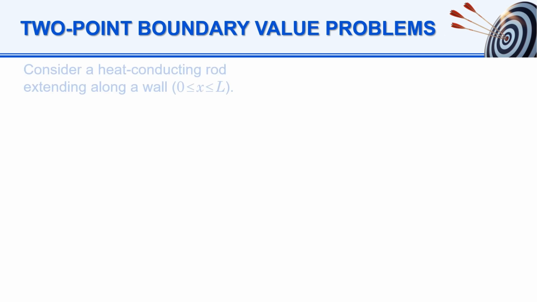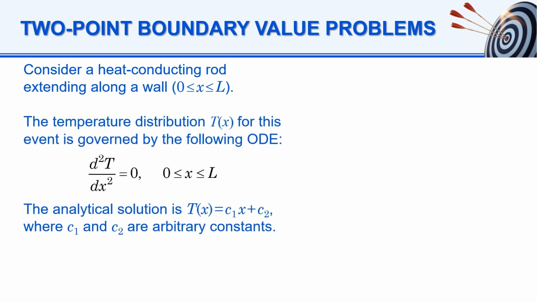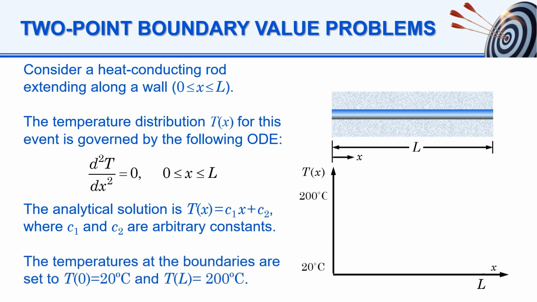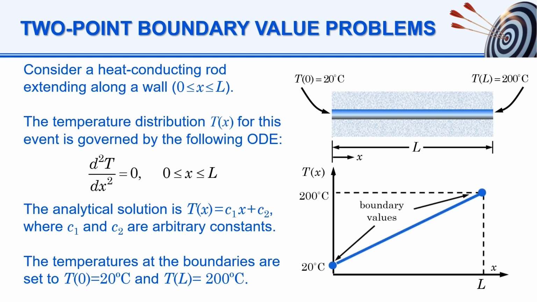Consider a heat-conducting rod extending along a wall, x from 0 to L. The temperature distribution T(x) for this event is governed by the following second-order ordinary differential equation. The analytical solution is T equals C1 x plus C2, where C1 and C2 are arbitrary constants. The temperatures at the boundaries are set to T(0) equal to 20 and T(L) equals 200 degrees. The true solution that depicts a linear relationship is a unique solution to this case.